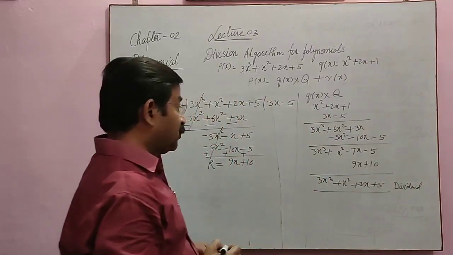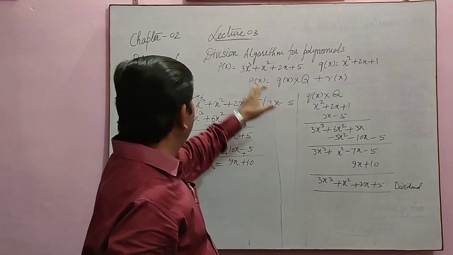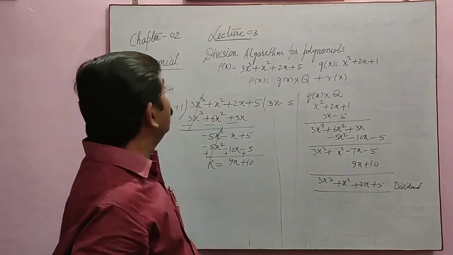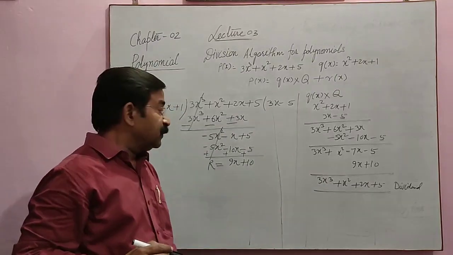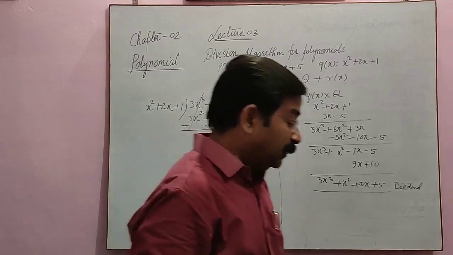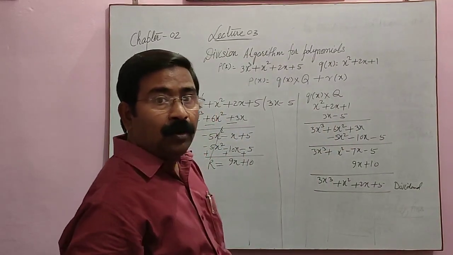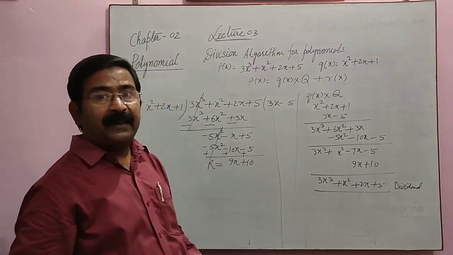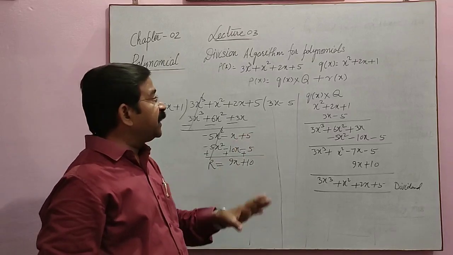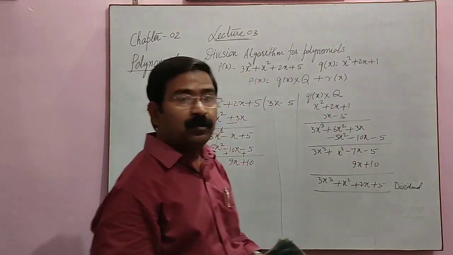Means our procedure, our method and solution, is correct. What we have got, 3x cube plus x square plus 2x plus 5, is equal to the dividend. Now one more thing I would like to add regarding this question. Sometimes you are asked what must be subtracted from the given polynomial so that it can be exactly divisible by x square plus 2x plus 1.